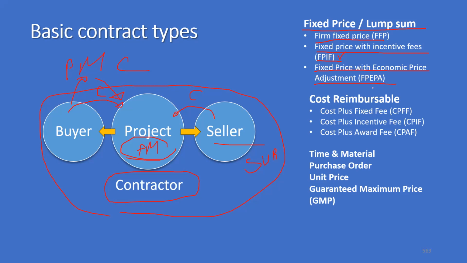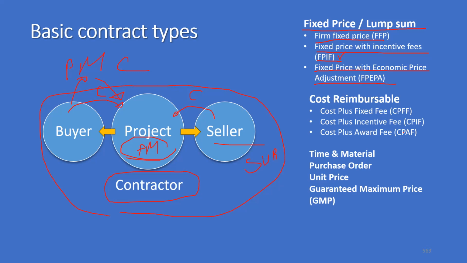In such cases, we sign fixed price with economic price adjustment. For a contract, if it has to be successful, the buyer should be able to afford the prices. At the same time, the seller, or the contractor, should make a reasonable profit out of it. Otherwise, the project will be impacted. So we have cases where the supplier went bankrupt, and because of that, the project got delayed by months.